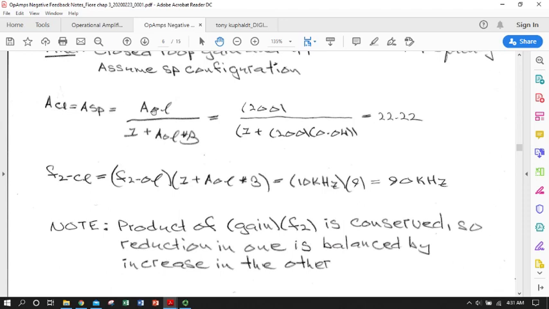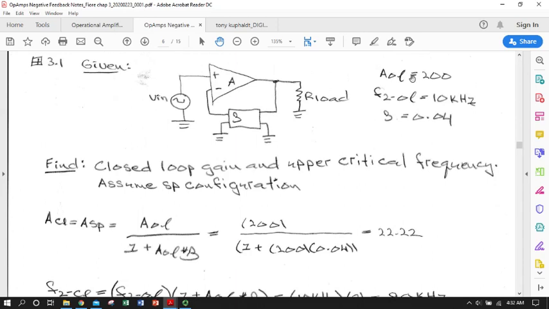So we take our open loop gain, which we got off the spec sheet, and we divide it by 1 plus the open loop gain times the amount of feedback we're deciding to use, our feedback fraction. So we have 200 divided by 1 plus 200 times 0.04, and we get 22.25. So we drop by a little under an order of magnitude on our open loop gain.